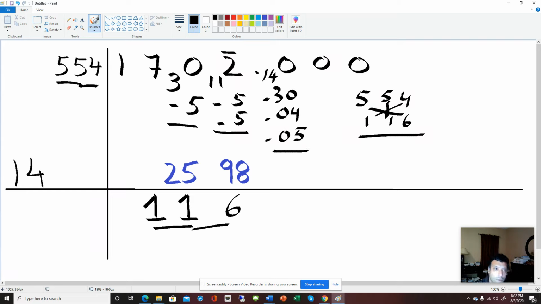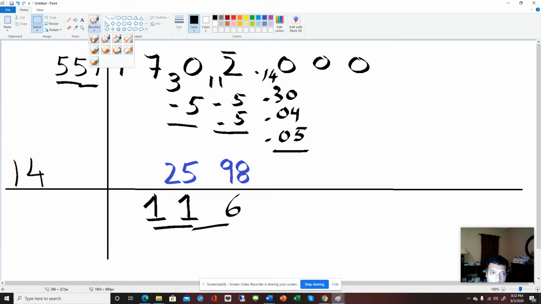Okay, let's get rid of this now. Great. So 30 minus 4 minus 5. So this right here makes 110. Then I have 110 minus this whole thing makes 9. 110 minus 9 is 101. So I have 101 as my adjusted dividend.